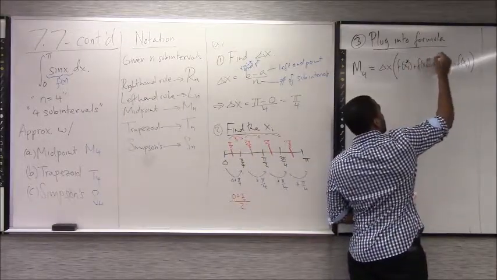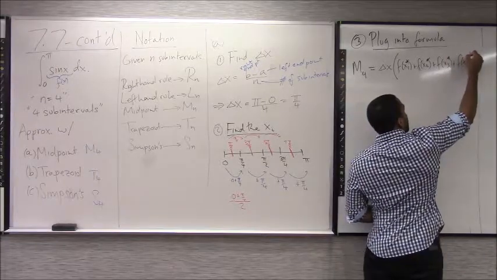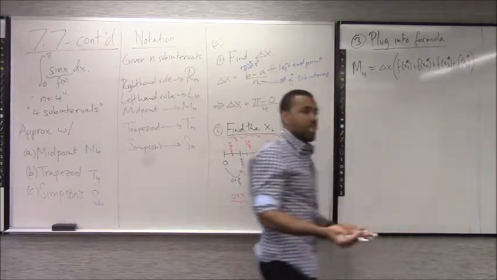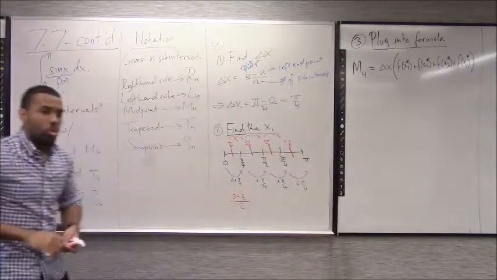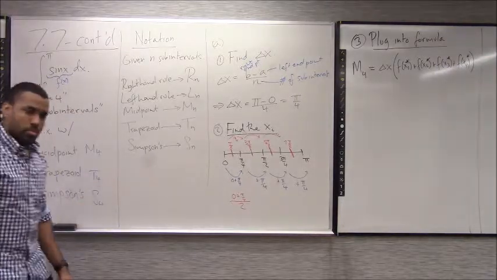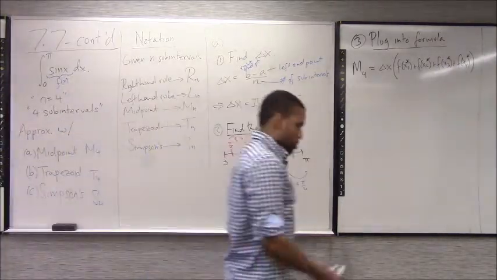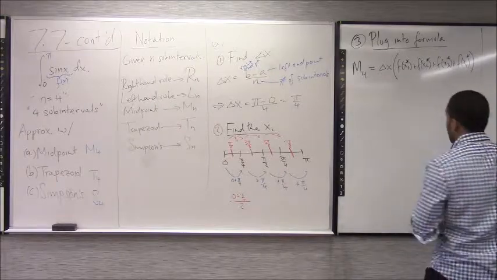With the midpoint rule, they'll put a little star here to emphasize that we're not using the actual x values that we calculate, we're using the ones in between them. Okay? And that's basically it. So now you just plug into this formula.